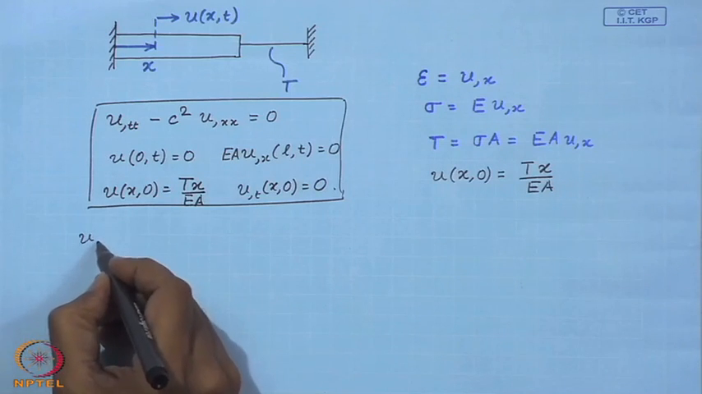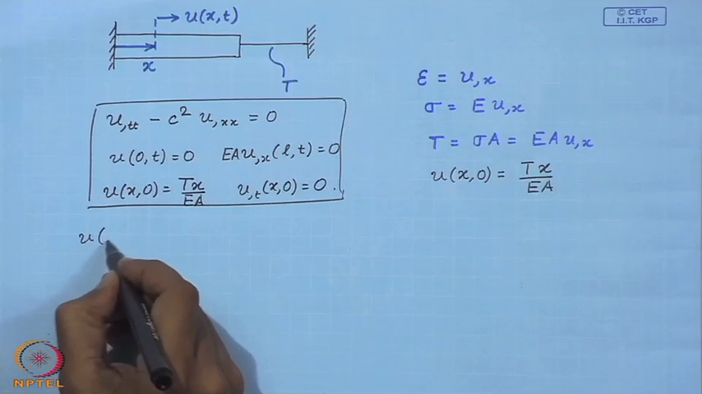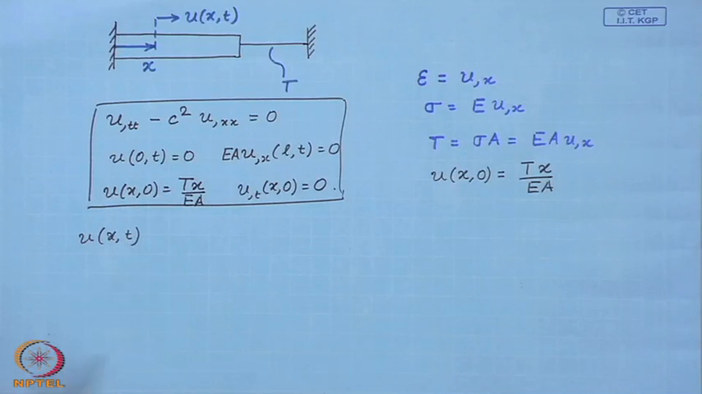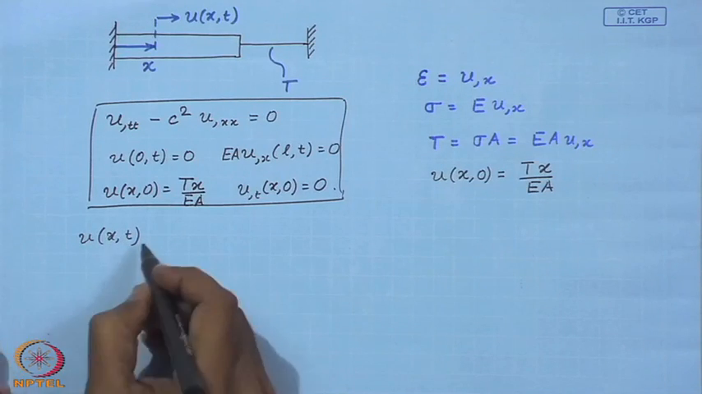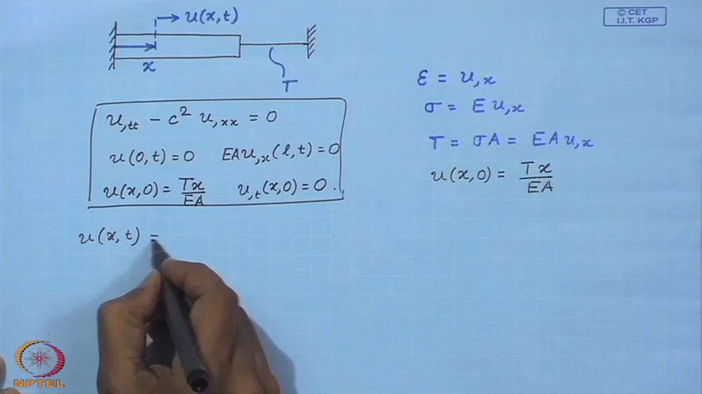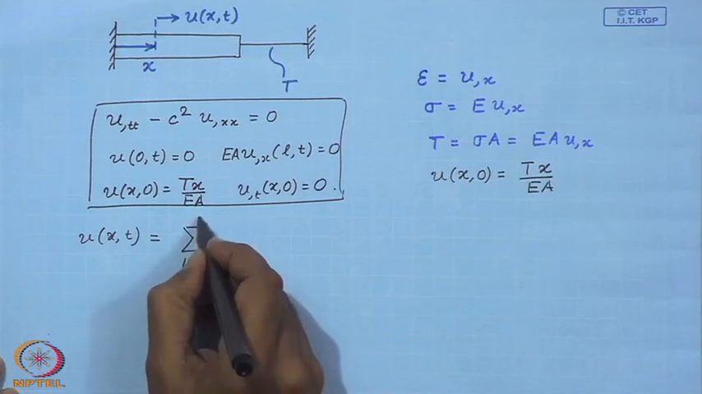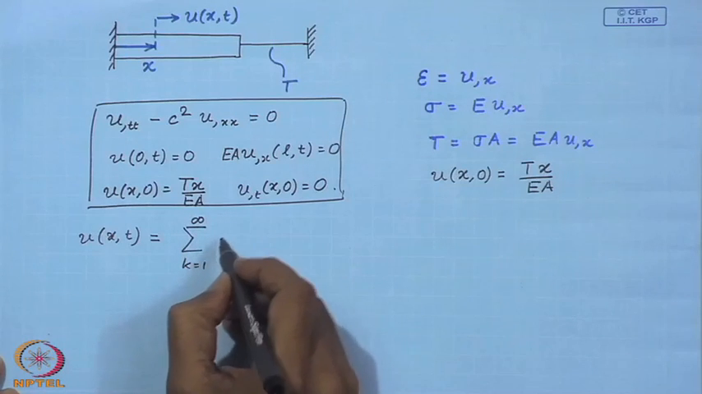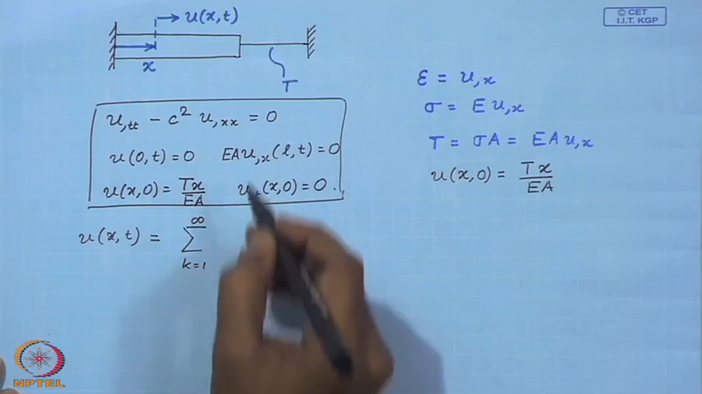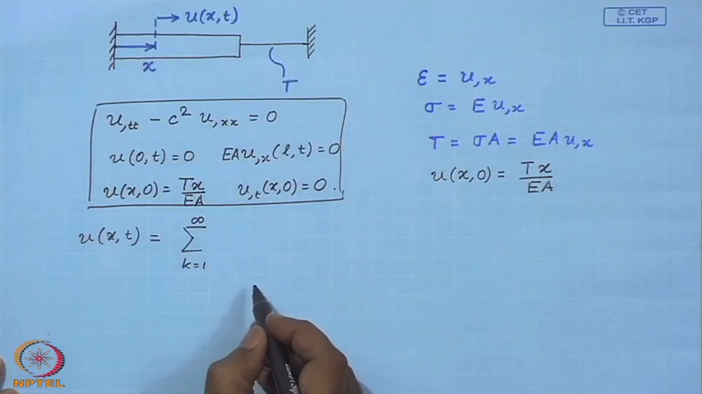So, as we have just now discussed, we are going to express the solution of this collapsing bar in terms of its eigenfunctions.